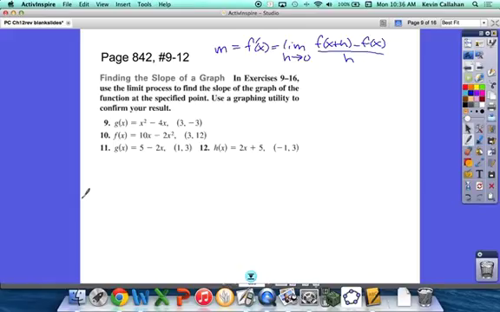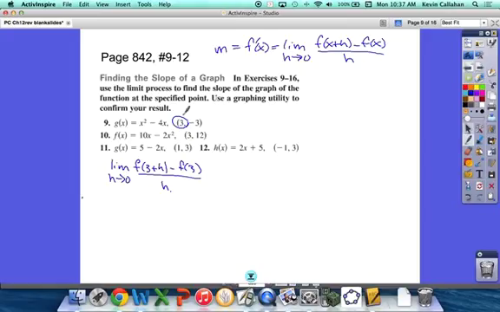Now, in these first problems, if you went to the example in the book that they were doing at the very beginning, then they would have set it up like this. They would have said the limit as h approaches 0 of f of 3 plus h minus f of 3 divided by h. They would have already substituted in the 3 for the x. So now when I go through this process, I'm going to get the value of the slope at that one point, x equals 3.